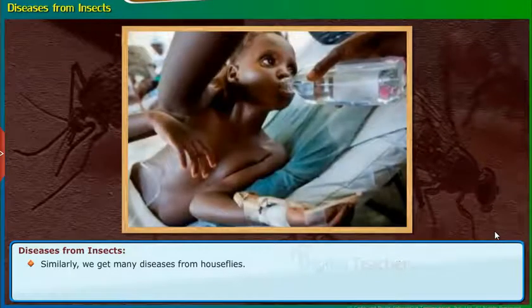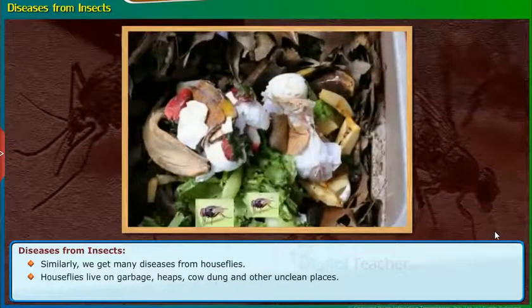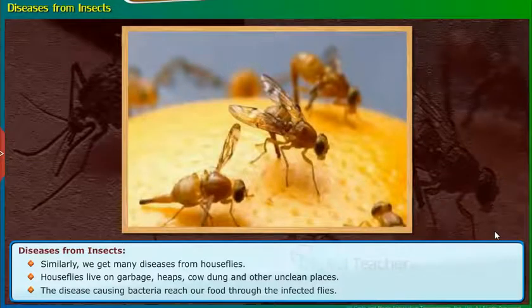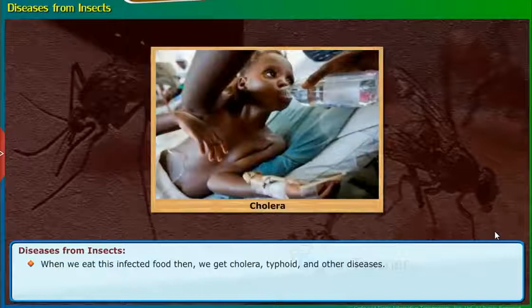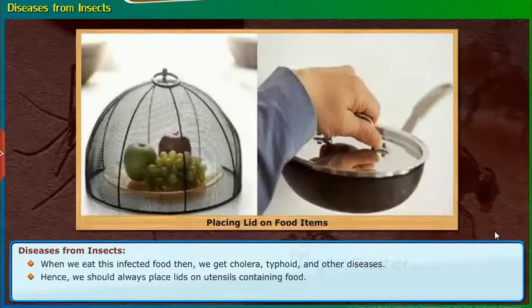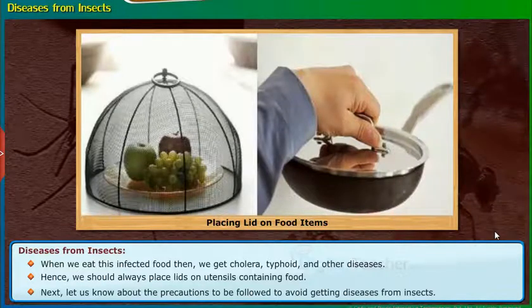Similarly, we get many diseases from houseflies. Houseflies live on garbage, heaps, cow dung, and other unclean places. The disease-causing bacteria reach our food through the infected flies. When we eat this infected food, then we get cholera, typhoid, and other diseases. Hence, we should always place lids on utensils containing food. Next, let us know about the precautions to be followed to avoid getting diseases from insects.